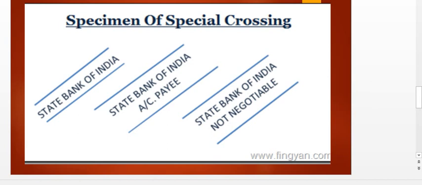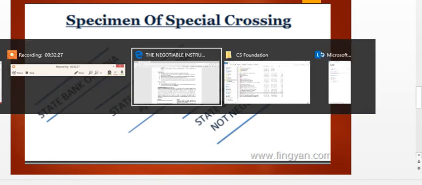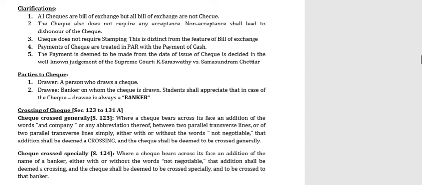A check is an instrument in writing. It's a bill of exchange. It is an instrument in writing signed by the maker. A check does not require any acceptance. Non-acceptance shall lead to the dishonor of a check, and a check does not require stamping. This is distinct from a bill of exchange, which requires stamping. In the case of a check, it doesn't require stamping.